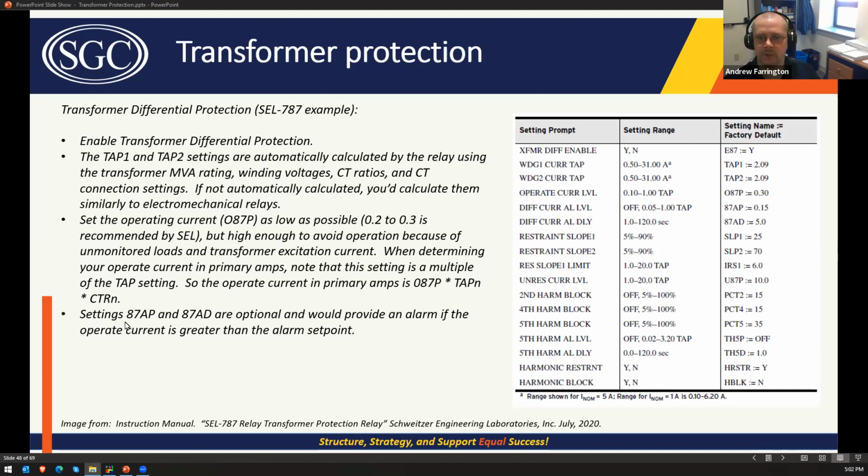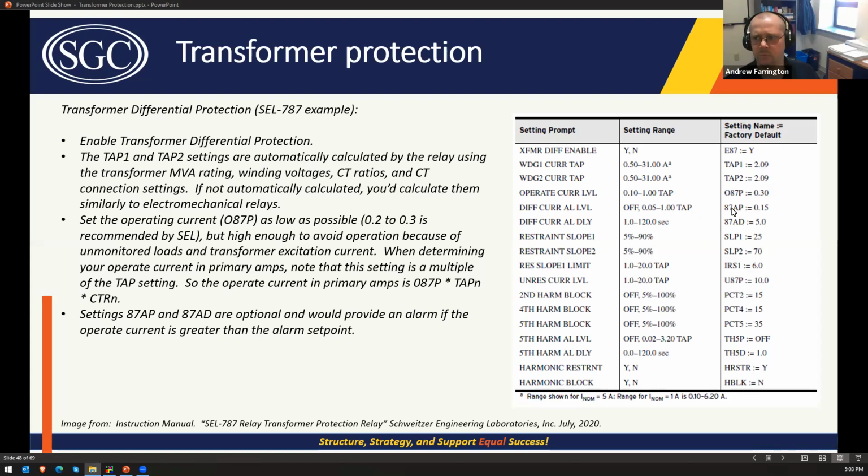Then we can set the 87AP and 87AD settings. This is not used for tripping. This would be for alarming purposes. So if your pickup was above this 87AP setting for a duration of 87AD, which is set in seconds, if it's above that pickup for that amount of time, it'll trigger an alarm. So that's an optional setting that the book says to basically set less than your operate, usually to half of your operate quantity.